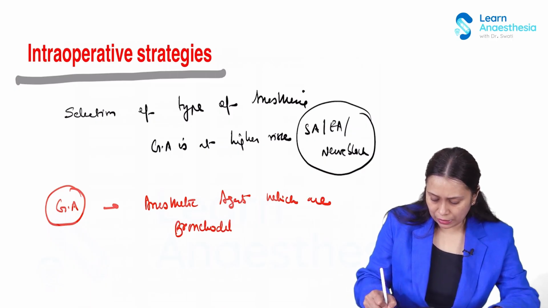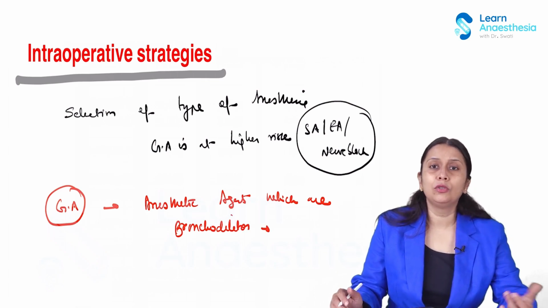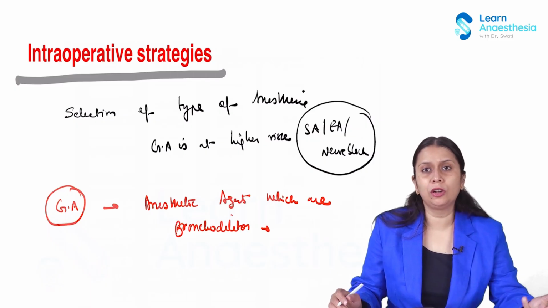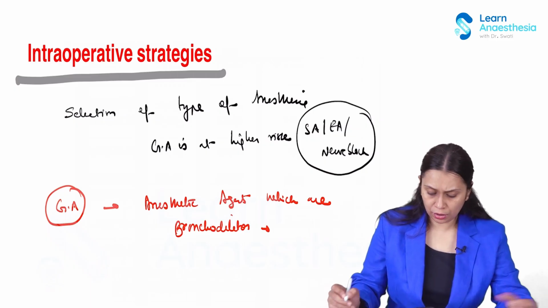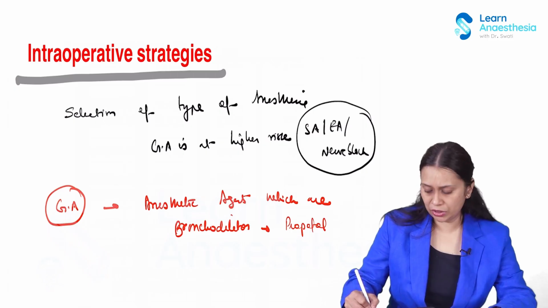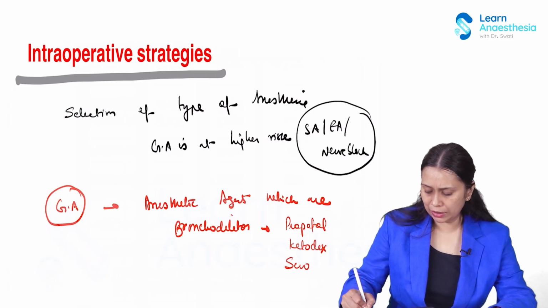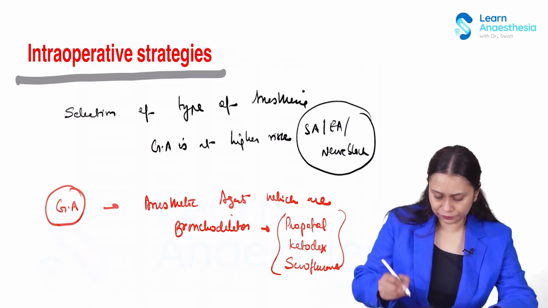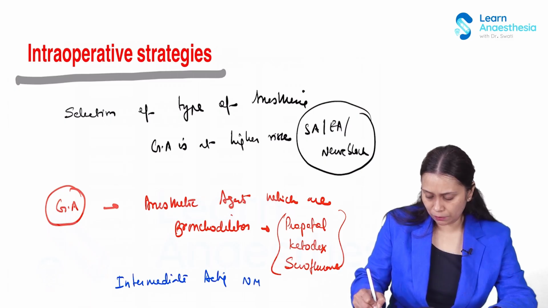So, if I revise what drugs are bronchodilators, then obviously you all will answer propofol, ketamine, the ketamine plus dexmedetomidine combination. So, I would choose an agent like propofol, an agent like ketodex, and I will choose sevoflurane over other inhalational anesthetic agents. So, these agents we will use, and we will use intermediate-acting neuromuscular blocking agents.